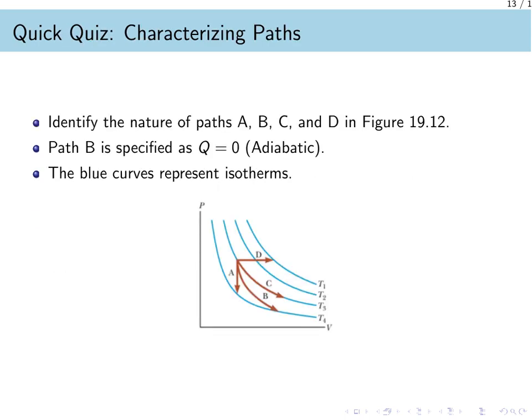Let us test our understanding by identifying the paths shown in this diagram. The blue curves represent isotherms at different temperatures. Path A is a vertical line, which indicates an isovolumetric process where volume is constant. Path D is a horizontal line, representing an isobaric process at constant pressure. Path C follows one of the blue curves, making it an isothermal process. Finally, path B is steeper than the isotherms and is identified as an adiabatic process because no heat is exchanged. Notice how each path starts at the same state but leads to a different final temperature and pressure.